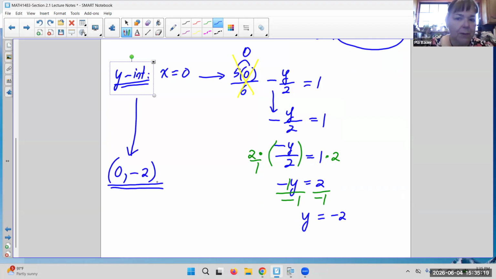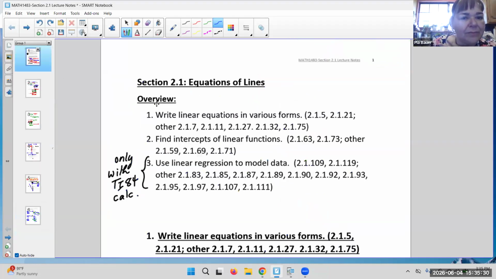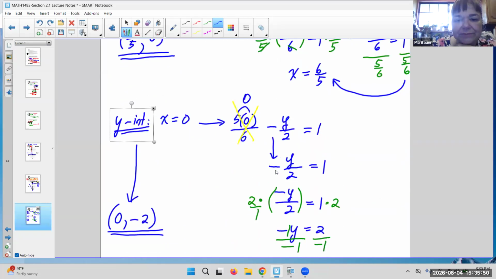So this video or this exercise concludes parts 1 and 2 really of section 2.1, writing linear equations and finding intercepts. So you could start your homework for section 2.1 at the end of this video, but we still have linear regression to do, and that will be on a separate video. So good luck with your homework here.